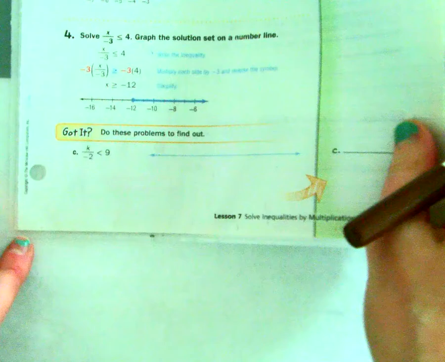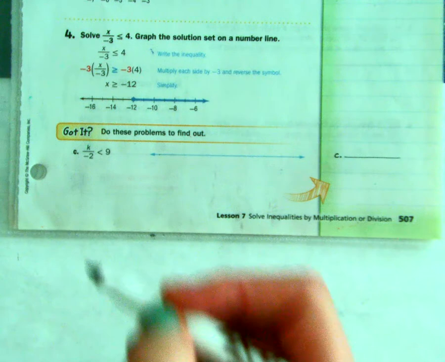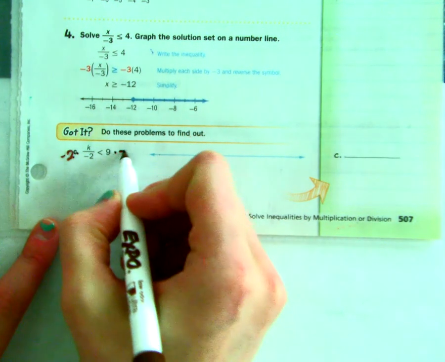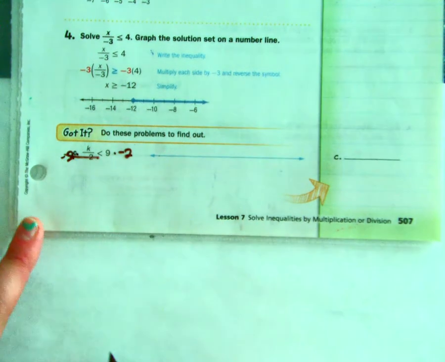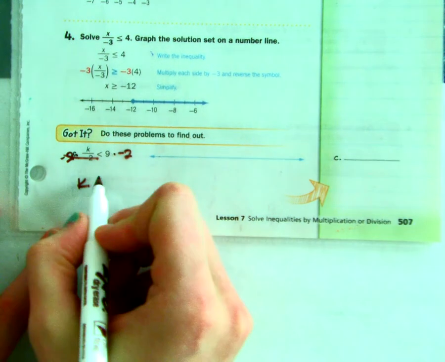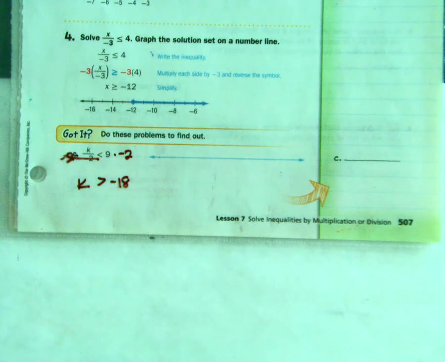So if we go down to letter C, we have k divided by negative 2 is less than 9. So again, I want to figure out what is k. Since I'm dividing by negative 2, I'm going to multiply both sides by negative 2. Those reduce down to 1. So k is now greater than negative 18. Since I multiplied by a negative 2, I have to switch my inequality sign or do the reverse of it.